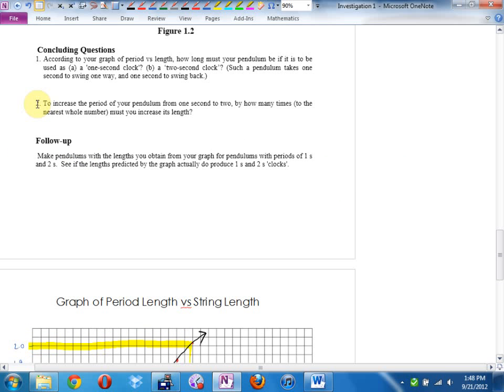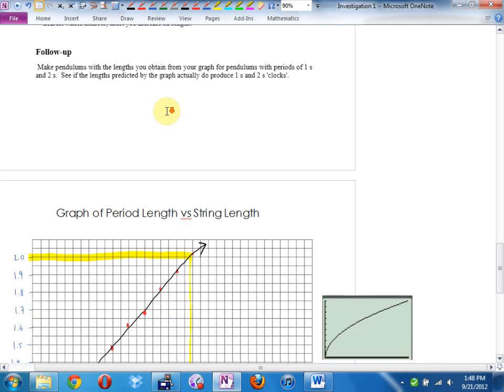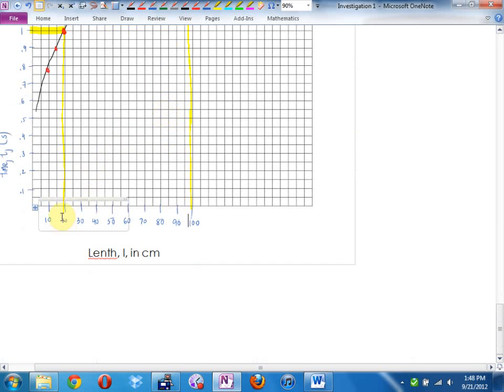To increase the period from your pendulum from 1 second to 2, by how many times must I increase its length? How long was my 1 second pendulum? 20 centimeters. How long was my 2 second pendulum? 100. How many times bigger is that? 5 times bigger. This is why I said this is not a linear graph. When you're twice as big with the time, you're not twice as big with the length. You're 5 times as big with the length.